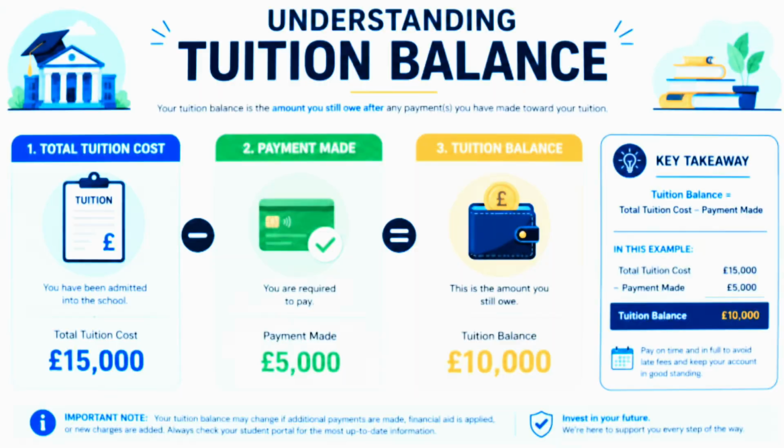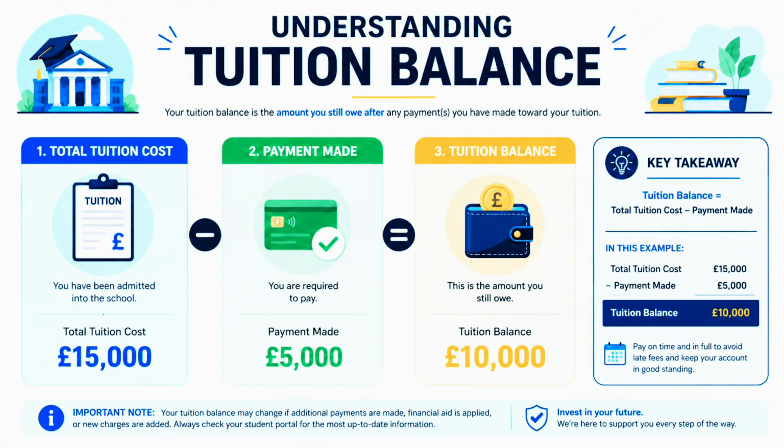What does that mean? For example, you have been admitted into a school. Let's say the cost of the school is £15,000, and you've been required to pay £5,000. You have a balance of £10,000. So £10,000 plus the amount that we just calculated will give you the total amount you need to have in your bank account when applying for your student visa.